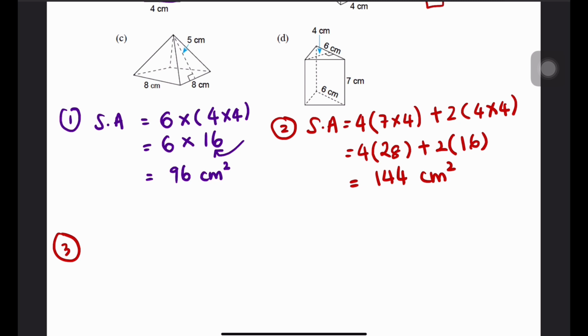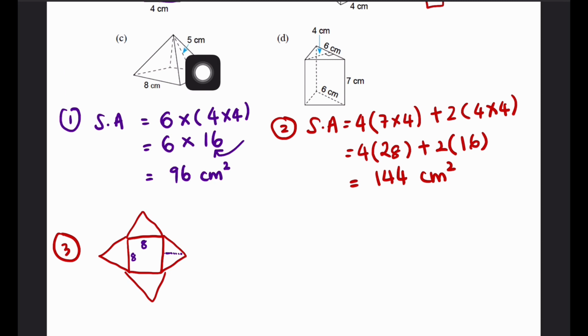So you have a pyramid over here with a square base. So we know that the net of the square. If possible, I want you to draw the net. Make it a habit. So we have a square base of pyramid. So this is 8. And the height of the pyramid is 5.